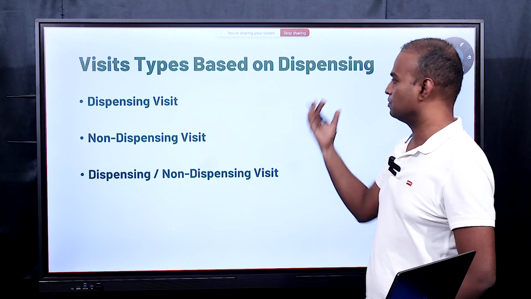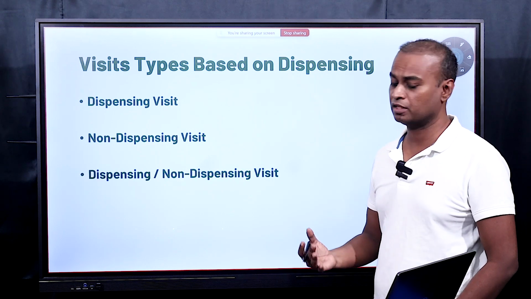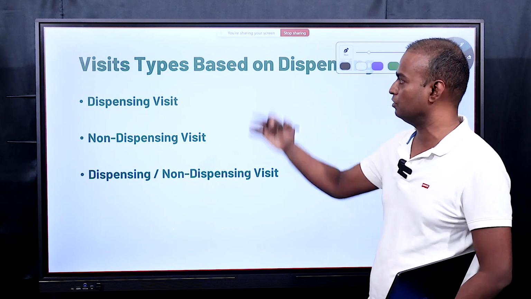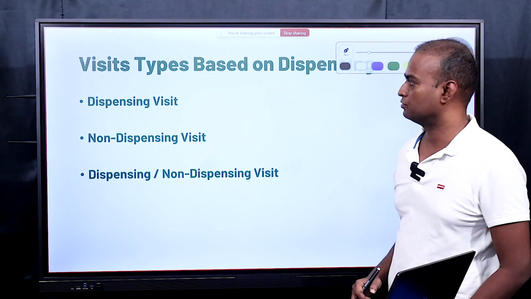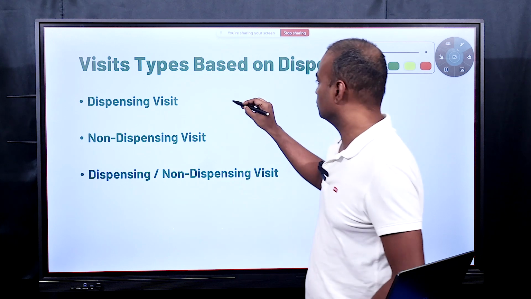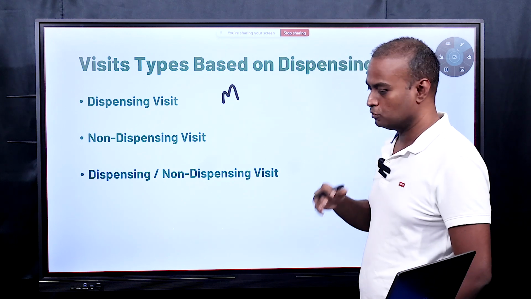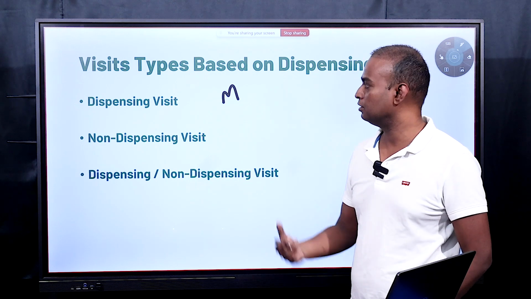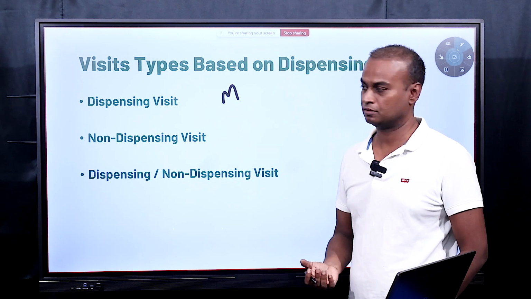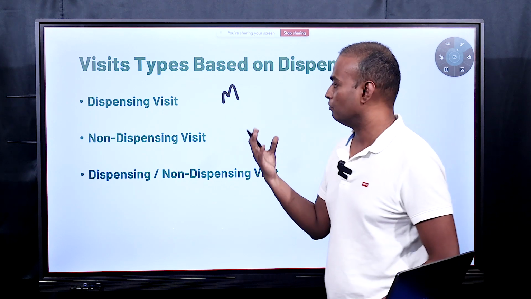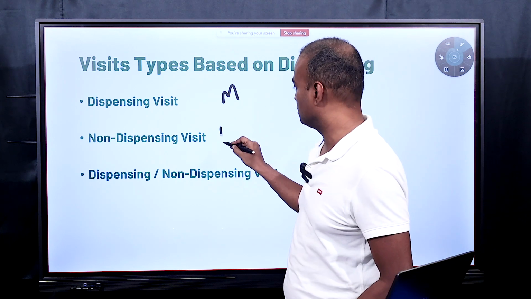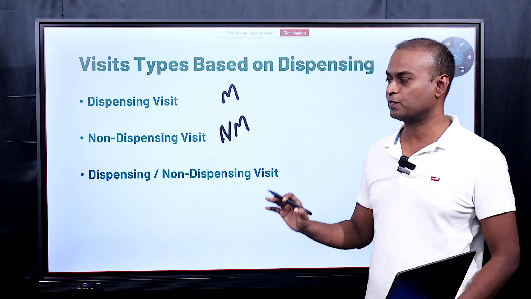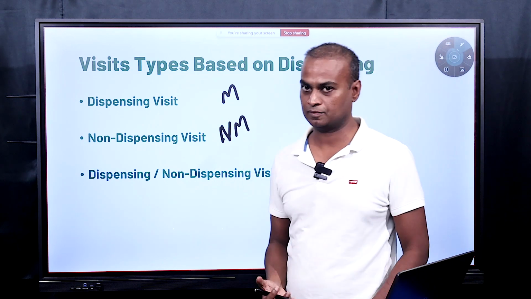Visit types based on dispensing. Based on dispensing, whether we are giving the drug to the patient on a particular visit or not, the visits are classified into three parts. First one is dispensing visit. This is mandatory. When you select a visit as dispensing visit, the system mandatorily dispenses the medication to the subject. And when we select the visit as non-dispensing visit, it is not mandatory. The system will not dispense the medication to the subject.